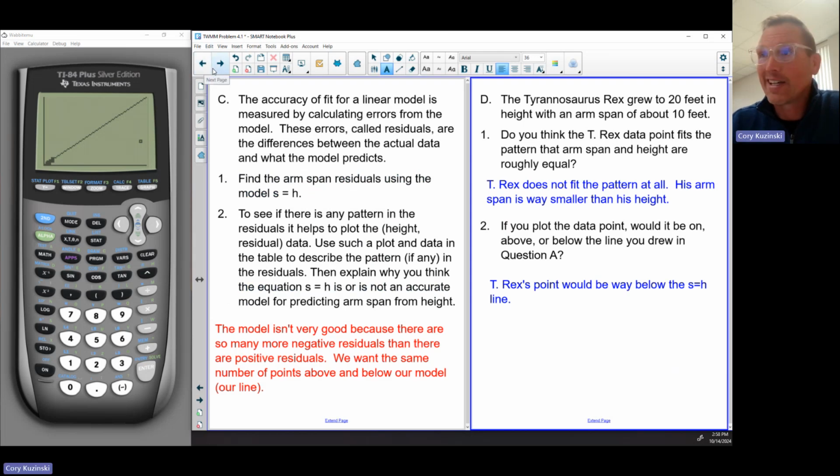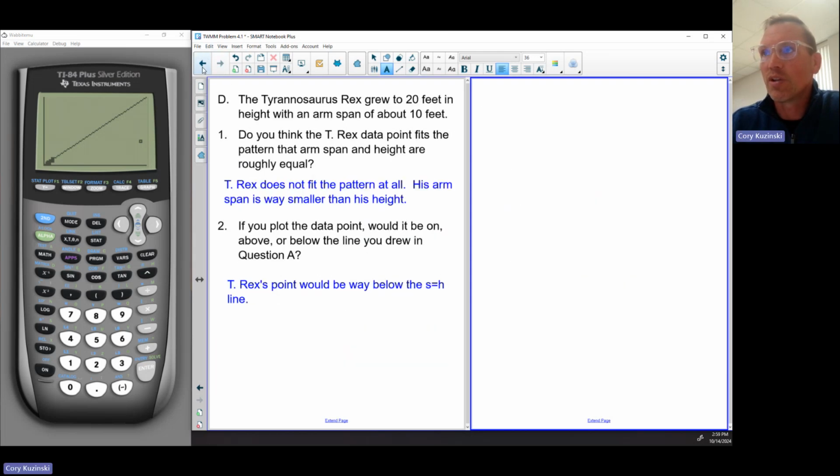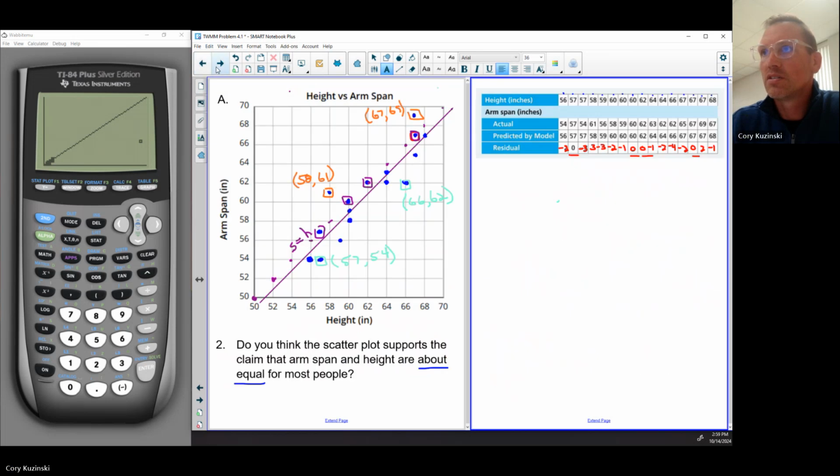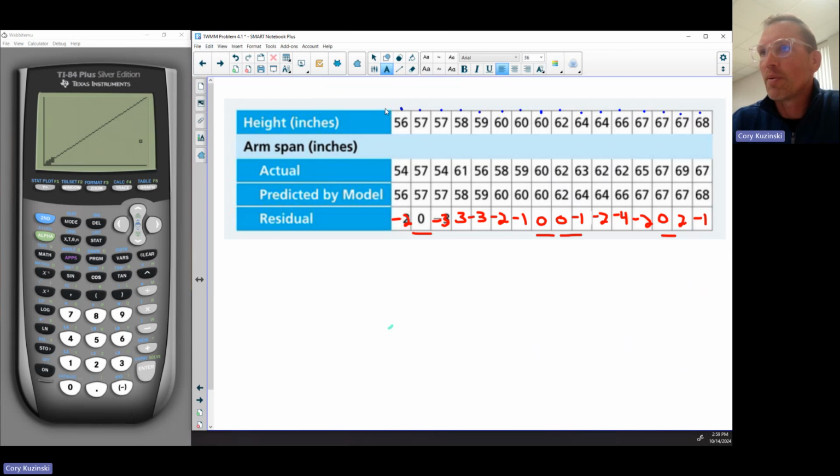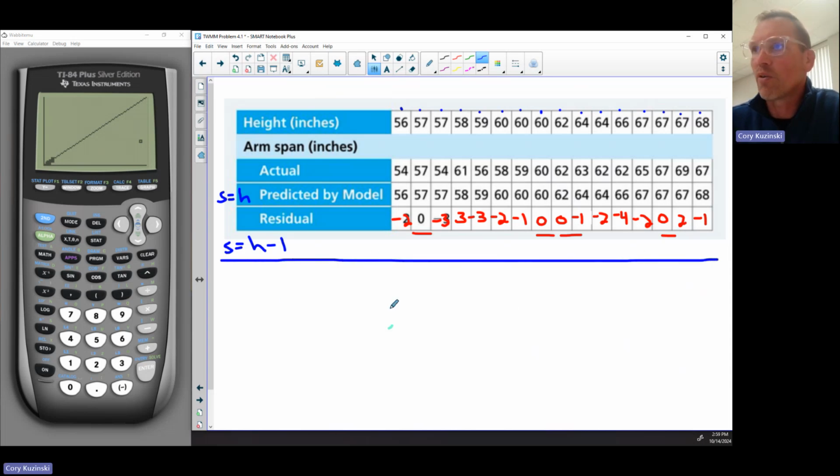And then I want to do one more thing, and I want to test a new line. Let's go back to our data here. And remember, these were predictions for S equals H. I want to do predictions for S equals H minus 1. What if we add a row right here? If we just took somebody's height and we subtracted 1 from it. So 56 minus 1 is 55.